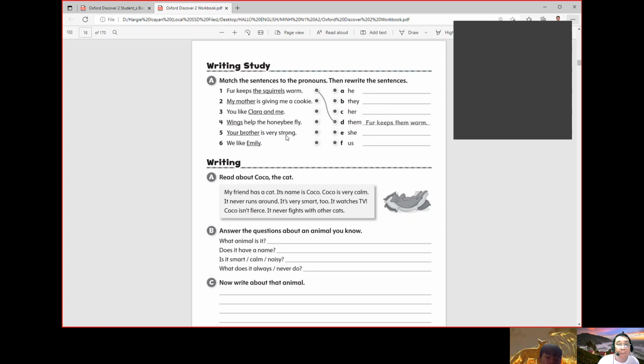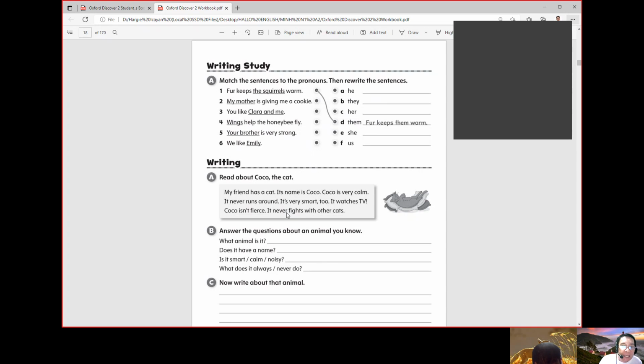Is letter A, "he"? Letter A. So it's "he." Therefore, what would be our sentence now? He is very strong. Very good. And last, we have "We like Emily." Letter B? Letter C. Okay, letter C. So that would be "We like her." We like her. Very good.